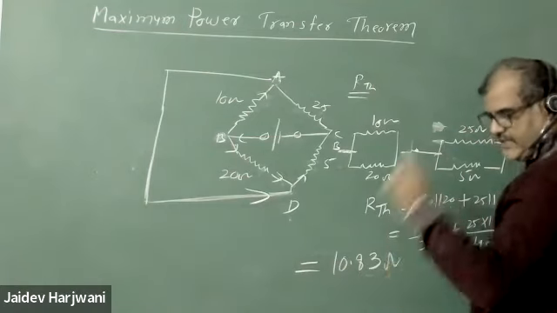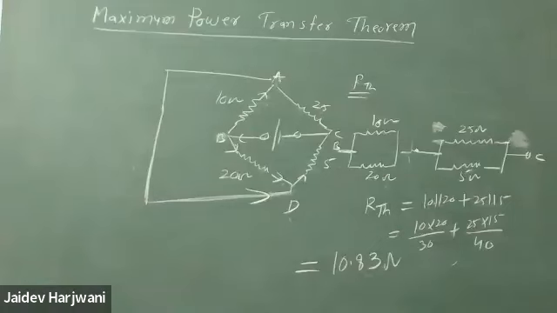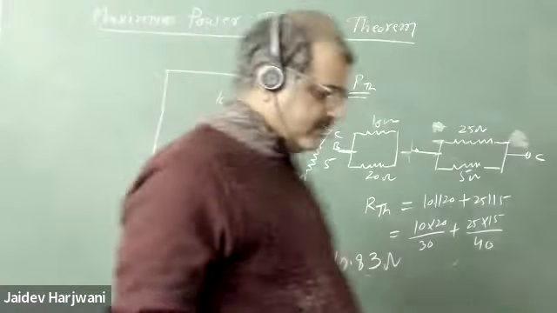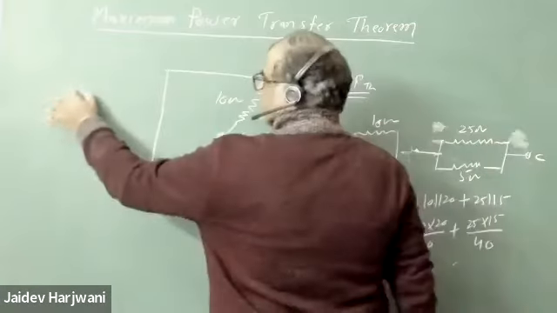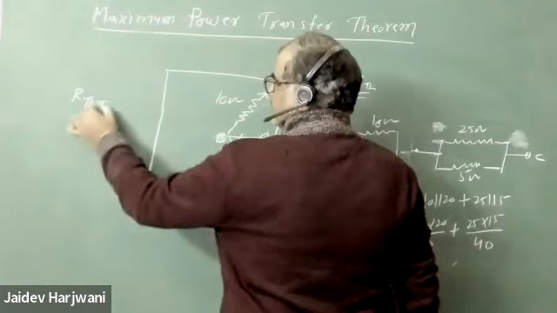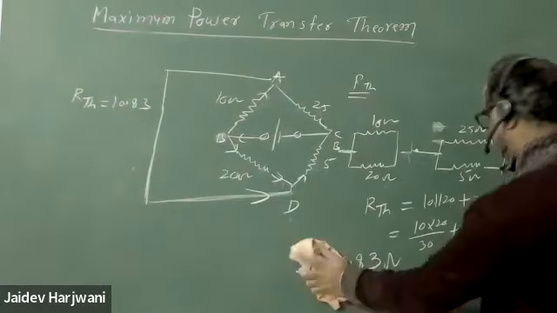Okay, you are saying 83, so I am putting 83. Let me check. So 10.83. Good, correct answer. So I know now R Thevenin, 10.83. Now let me calculate V Thevenin.